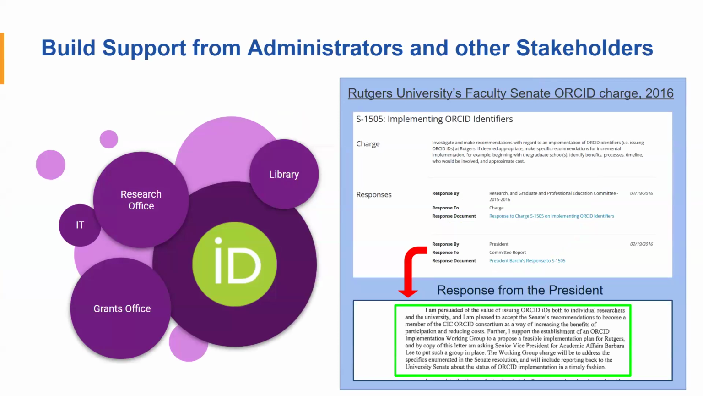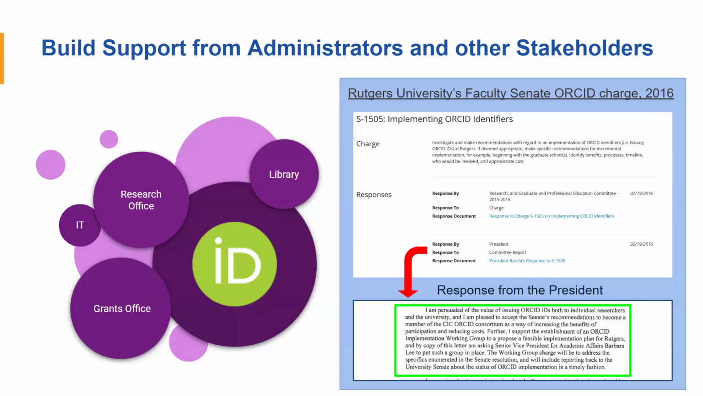The first thing really is all about building support for ORCID from our administrators and other stakeholders to get our message across our organizations. An example here is from Rutgers University, one of the ORCID US community members. Rutgers University worked with their faculty senate to implement ORCID. And of course, a good thing here also is that they had their university president give support to this initiative. So now you have support from your faculty and also from your administrators.